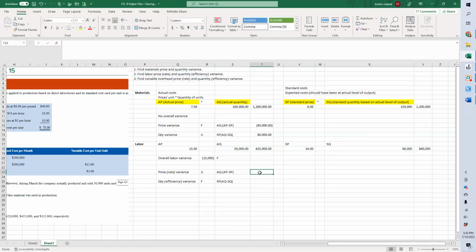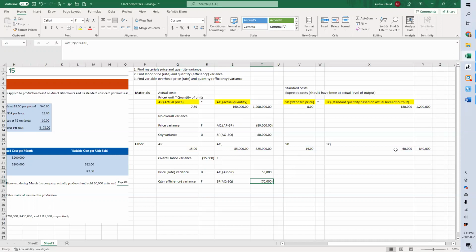Okay, so let's plug in the numbers. So we have our actual quantity times our actual price minus our standard price. That gives me 55,000 unfavorable. And then my quantity variance is my standard price times my actual quantity minus my standard quantity.